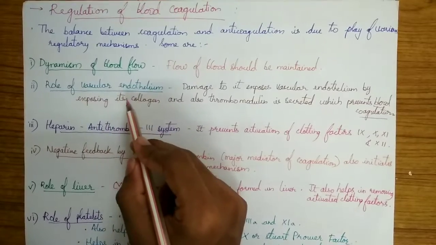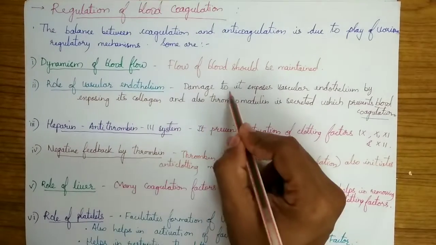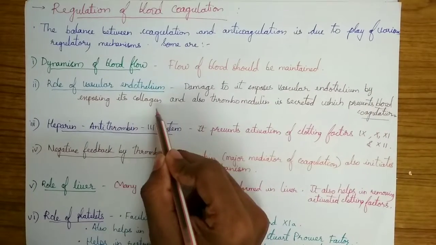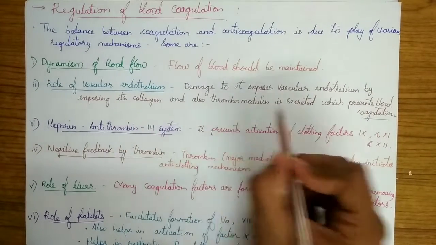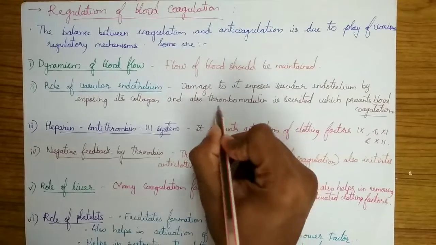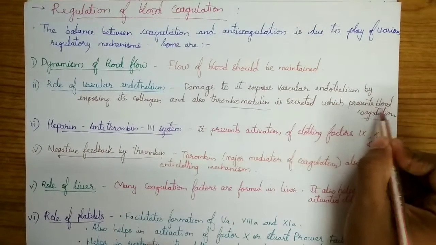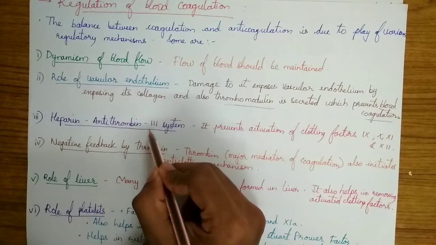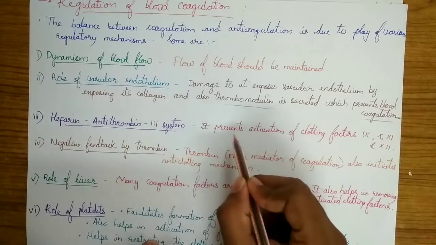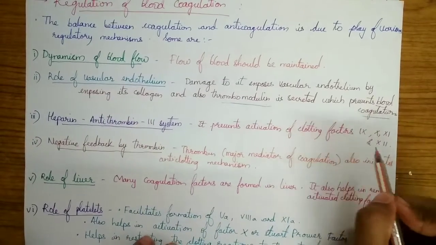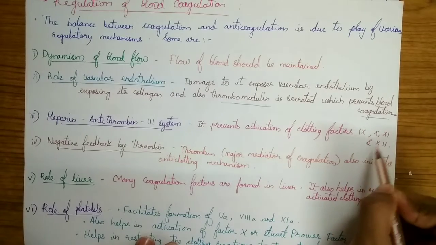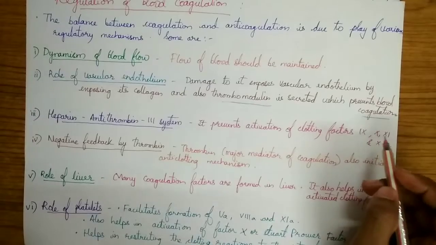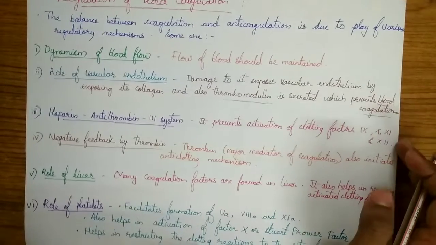The second one is role of vascular endothelium. Damage to it exposes the collagen, and also there will be secretion of thrombomodulin. It's a hormone which prevents the blood coagulation. Third one is the heparin antithrombin 3 system. It prevents the activation of the clotting factors 9, 10, 11 and 12, which act as main factors in the blood coagulation process.